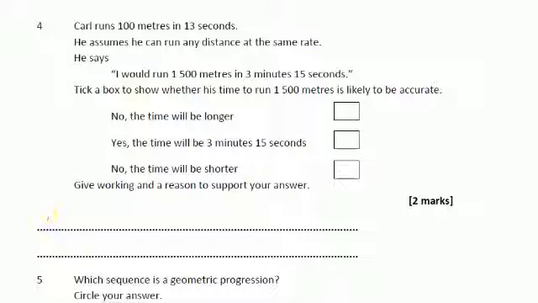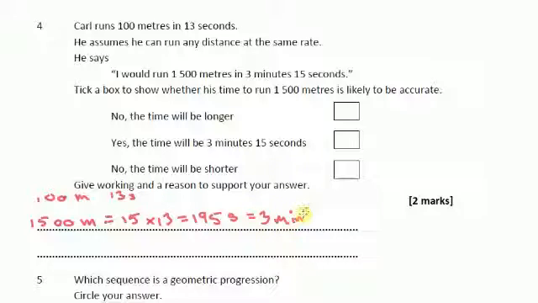1500 meters in 3 minutes 15. So let's see, we know he can do 100 meters in 13 seconds. So when he wants to run 1500 meters, that is 15 times more than 100 meters. So it's 15 lots of 13 seconds, according to Carl, which would be 195 seconds. And if we change that to minutes and seconds, divide by 60, we have 3 minutes and 15 seconds remaining.